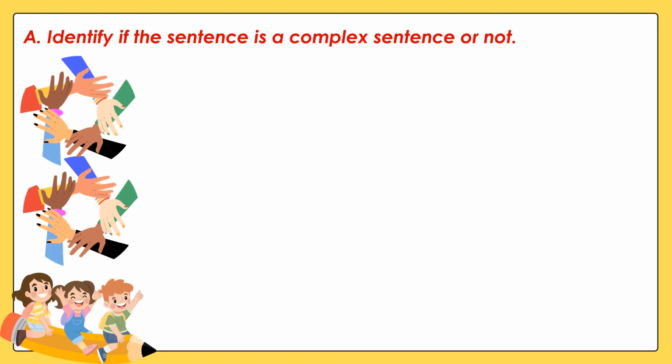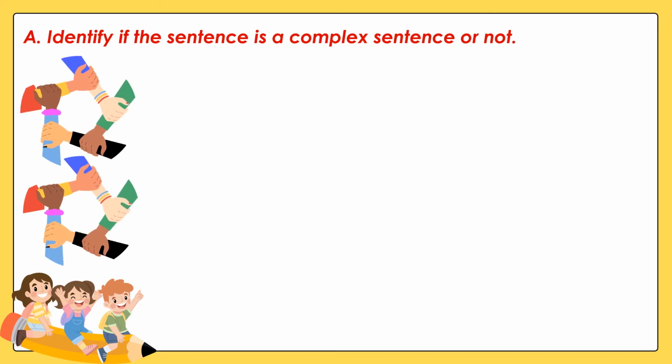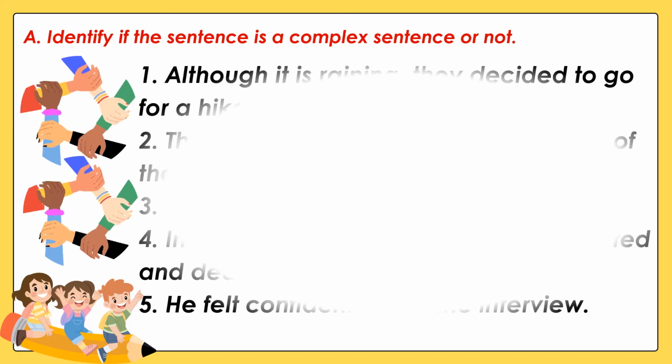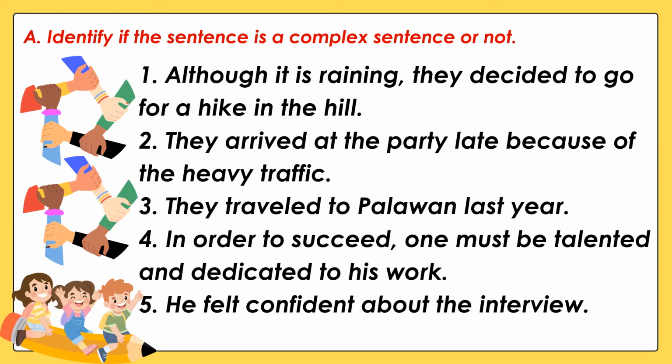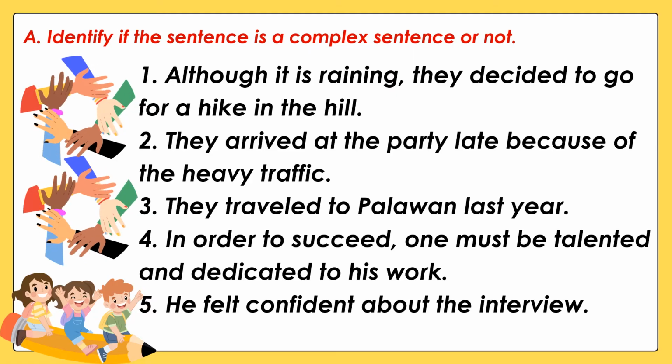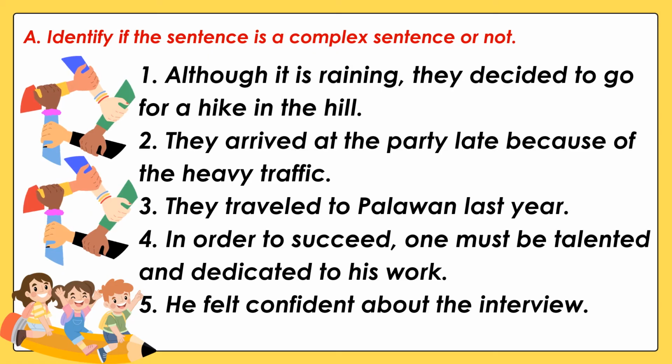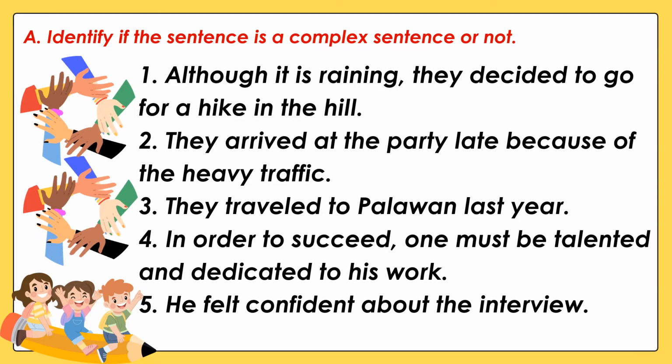Activity letter A. Identify if the sentence is a complex sentence or not. Number 1, although it is raining, they decided to go for a hike in the hill. Number 2, they arrived at the party late because of the heavy traffic. Number 3, they traveled to Palawan last year. Number 4, in order to succeed, one must be talented and dedicated to his work. Number 5, he felt confident about the interview.